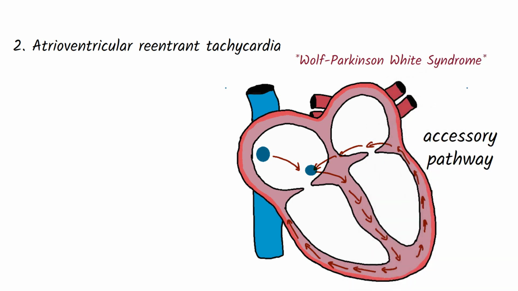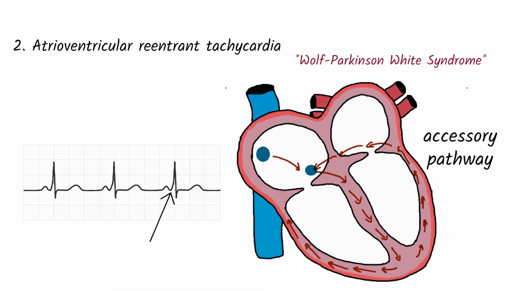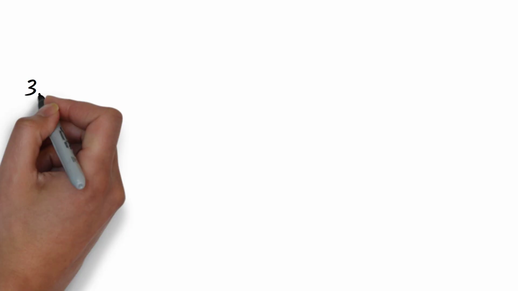This extra electrical pathway will cause a slurred upstroke of the QRS complex, which is known as the delta wave, and a short PR interval in the ECG. These changes are seen because the electrical signals reach the ventricles faster without the delay at the AV node through the accessory pathway. The third type is atrial tachycardia.